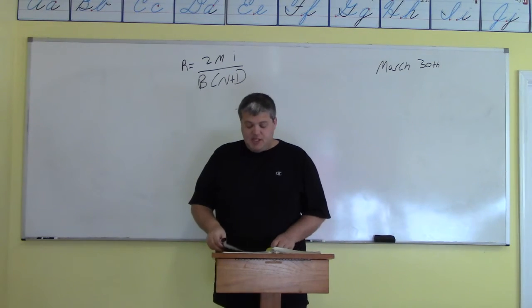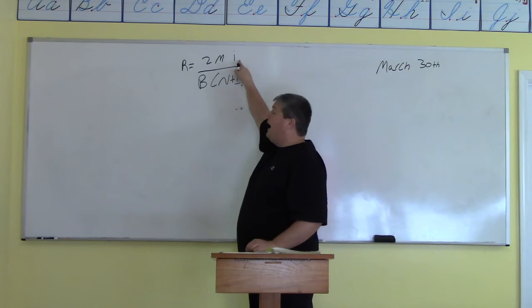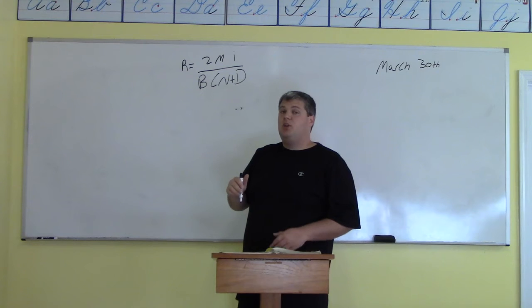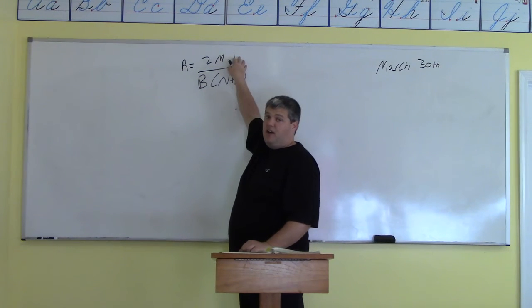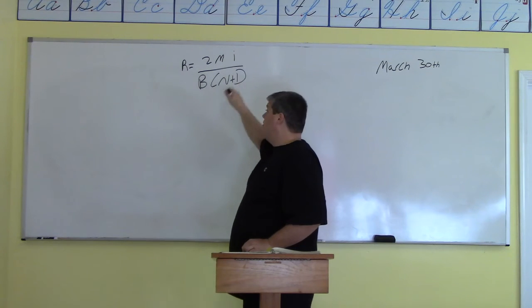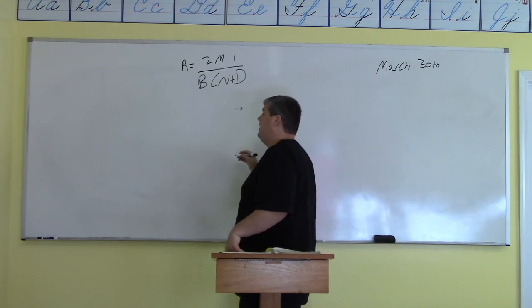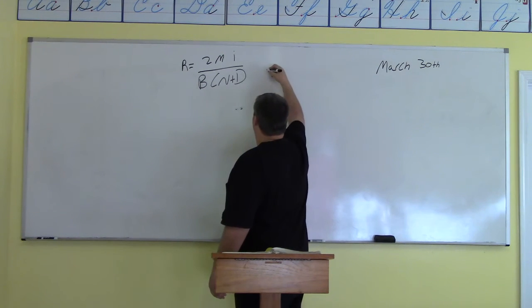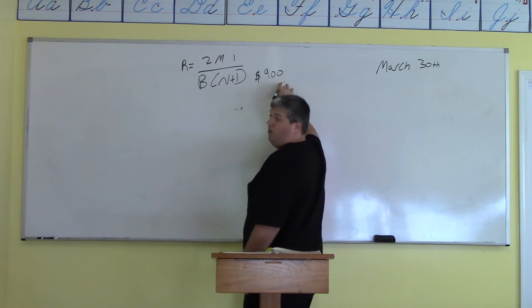The only time this gets tricky is when they don't actually give you I. If they don't give you the interest charge, it is easy to find what that interest charge is. Remember, B is the principal of the loan, right? Let's just say that the total amount of this loan, I'm going to come up with random numbers here, is $900.